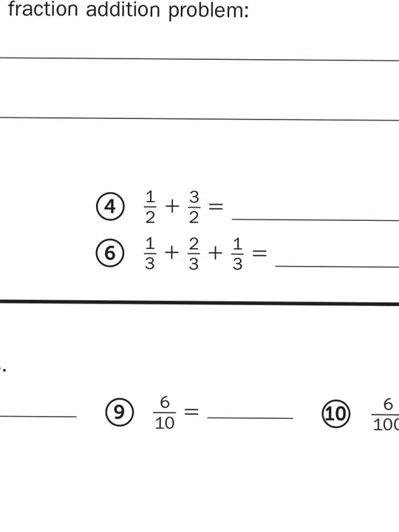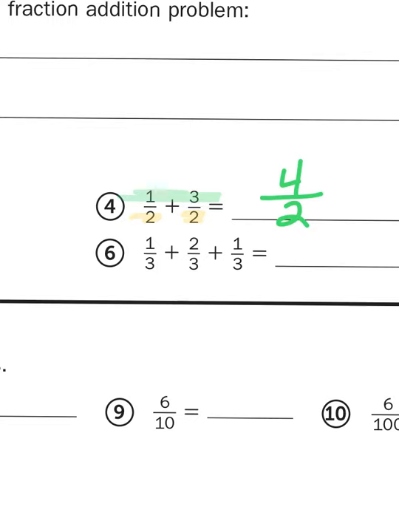1/2 + 3/2 = blank. Okay, so my denominators are the same, right? So all I have to do is look at my numerators. 1 + 3, of course, is going to give me 4. 4/2. Now, you might be thinking to yourself, but wait, Mr. Wasman, that's impossible. You can't have 4/2.